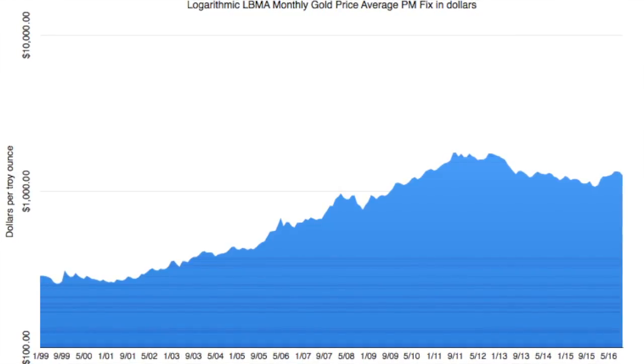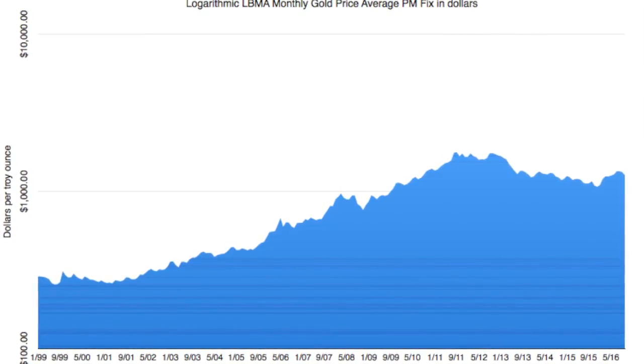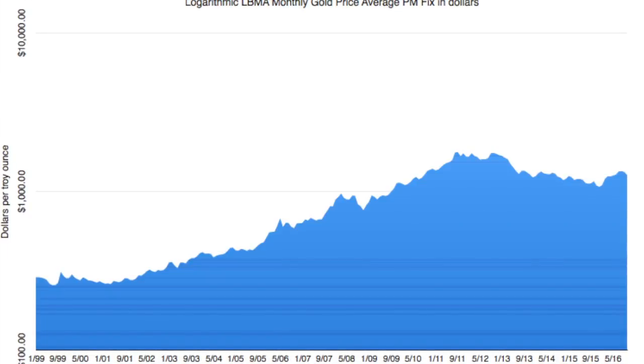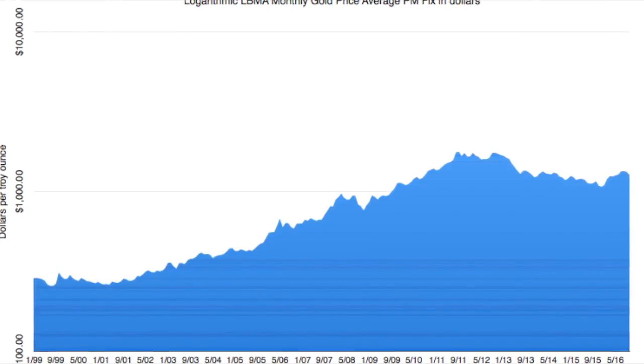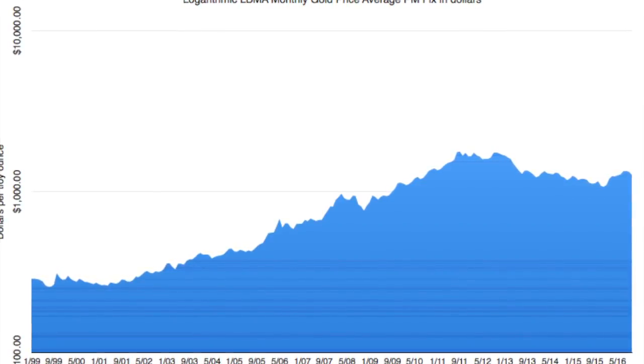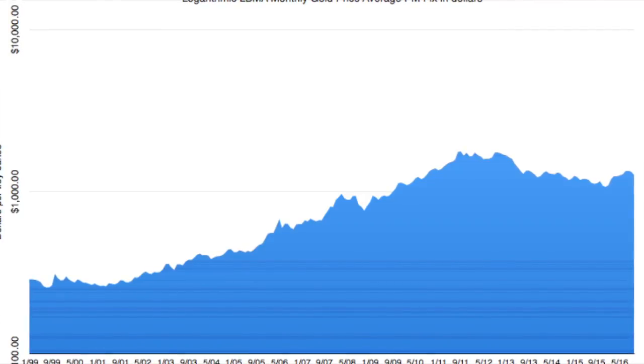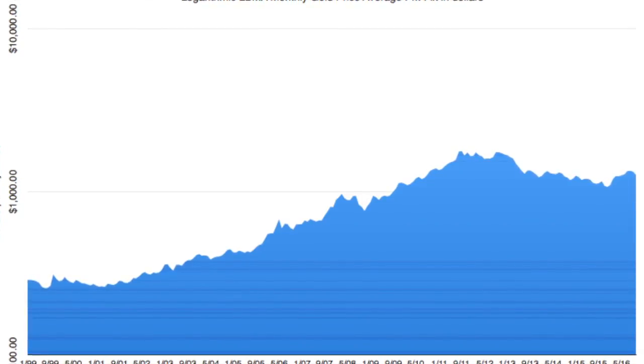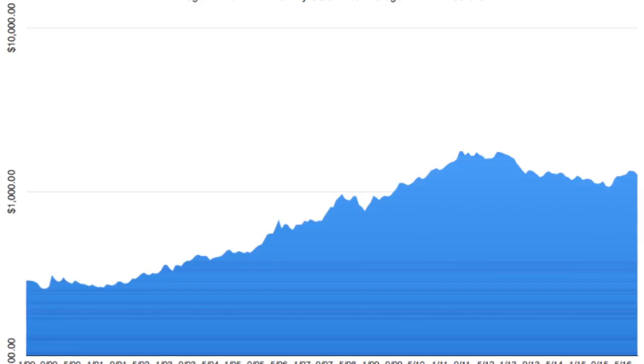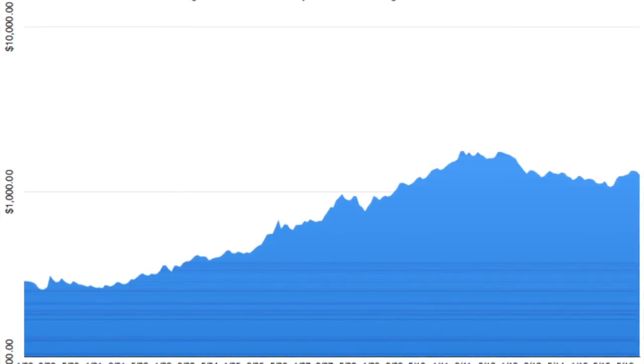So if you look at the move from 1999, the average was around 250. In 2011, the average was around 1750. That's a 7 times move, 700%. So from here, 700% from where we are right now would be just under 9,000. So it just goes to show that it gives you a better picture of what really is happening in the gold price percentage-wise.